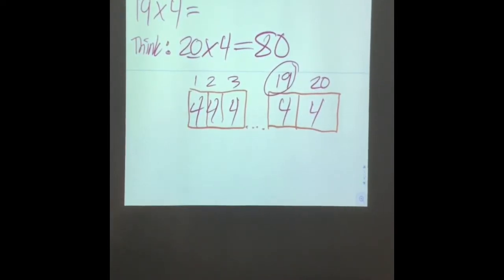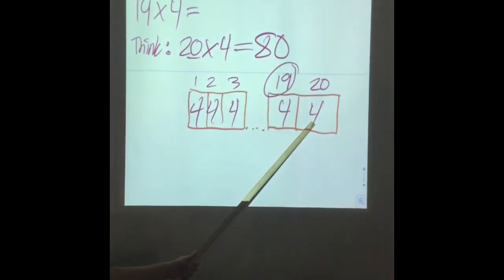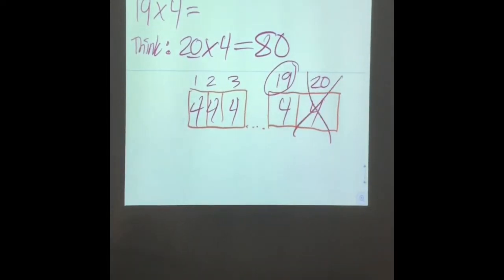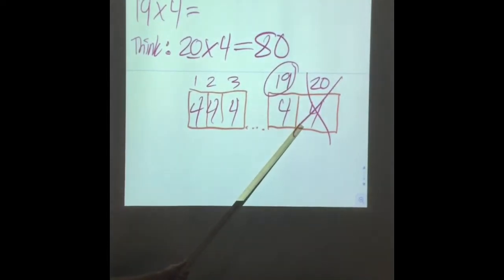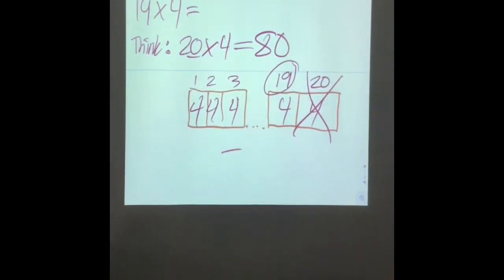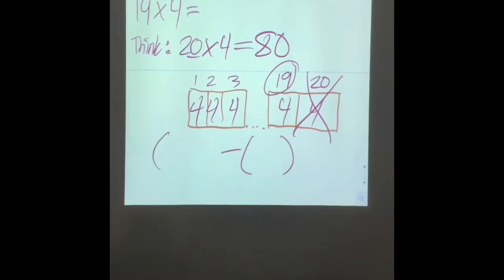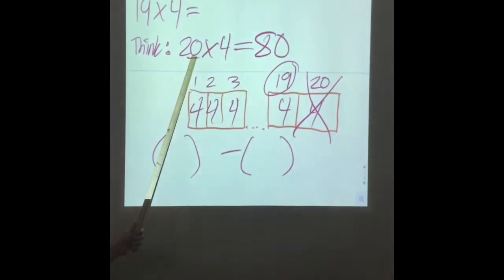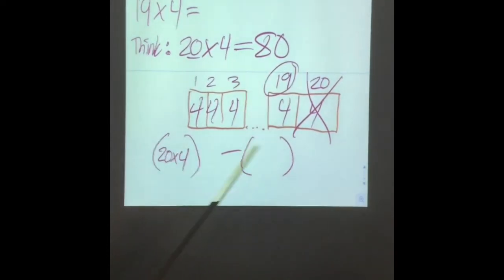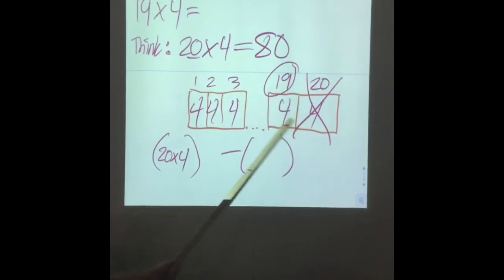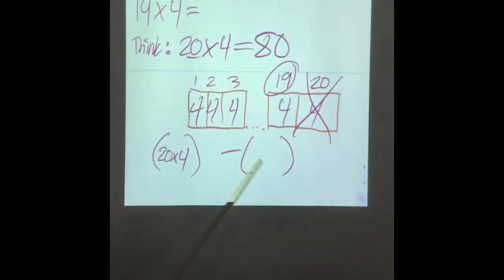So we don't want this box, do we? No. So we're going to X it out, because this means we're going to do what to our number? Subtract. And we put our parentheses. So what are we doing right here? 20 times 4 is going to go in our first box. Then we're subtracting because we have to take off a box, right?